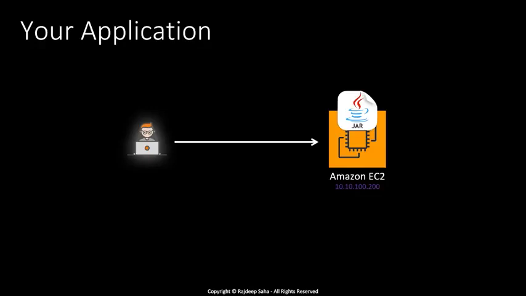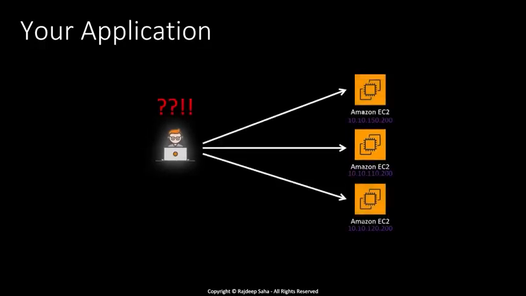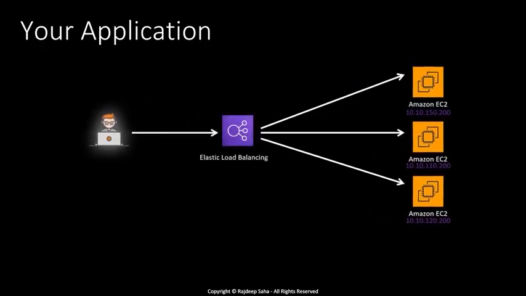Also, what if this application scales and now instead of one Amazon EC2, you have 3 Amazon EC2s? What if it scales further up and more EC2s keep getting added? How will you discover those EC2s as well as invoke the application and ensure that the traffic is balanced between all these EC2s? That's where load balancer comes into play.